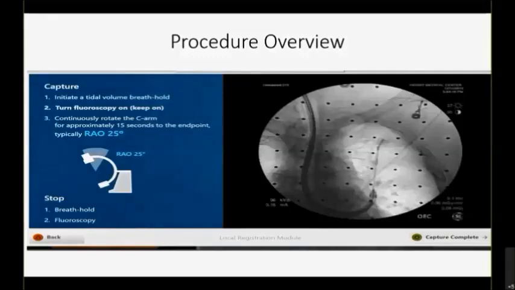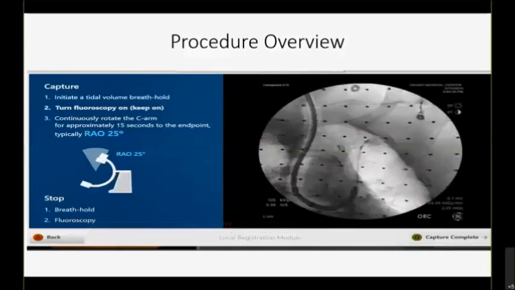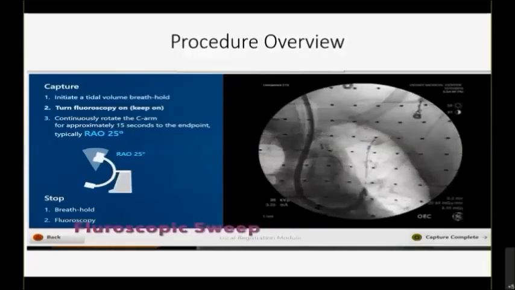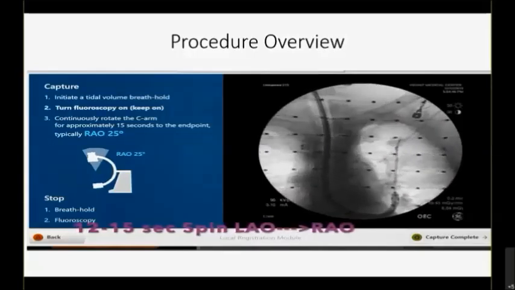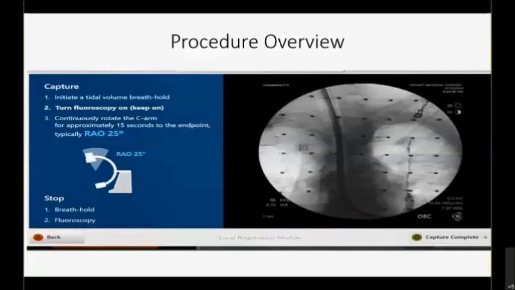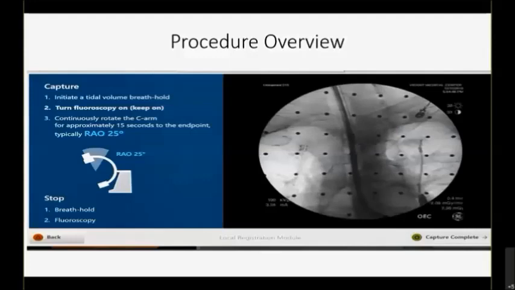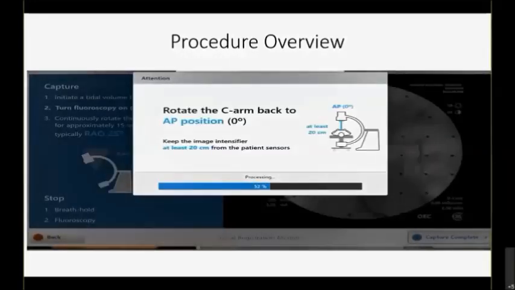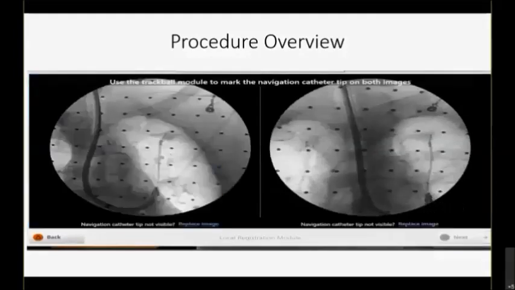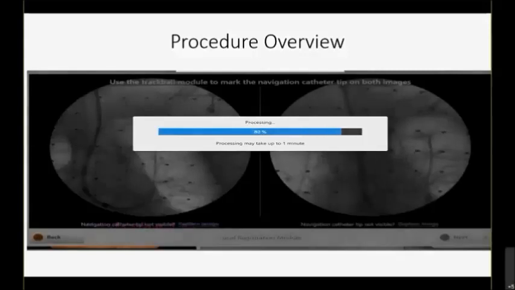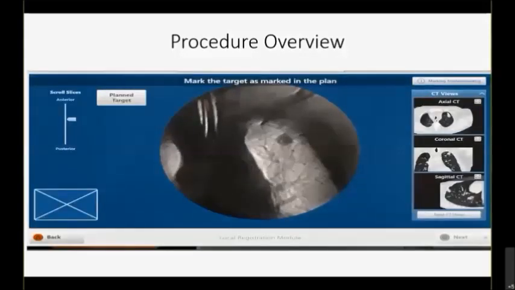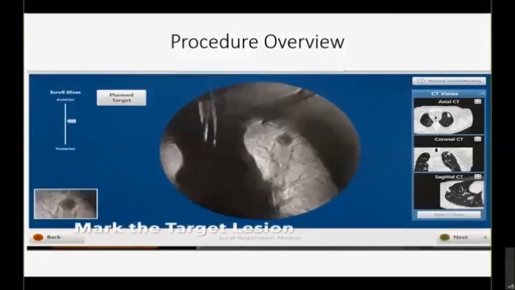Now we're getting ready to do the sweep. You do a breath hold, usually at tidal volume, and then you sweep from 25 degrees positive to 25 degrees negative, about an 8 to 12, sometimes a 15-second sweep, very smooth. And then this is where you get the tomosynthesis. Next step, once the computer goes in and starts processing the software, you tell the computer where the tip of the LG is, and that's exactly what you're doing there. Then you tell the computer, based on this tomosynthesis view, where the target lesion is. And you get some really nice images.